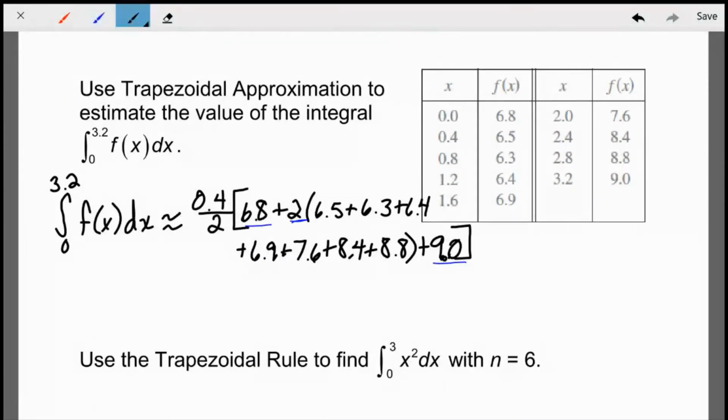Okay, so when I plug that into the calculator and evaluate it, that tells me that this integral from 0 to 3.2 for this function using a trapezoidal approximation can be approximated as about 23.52.